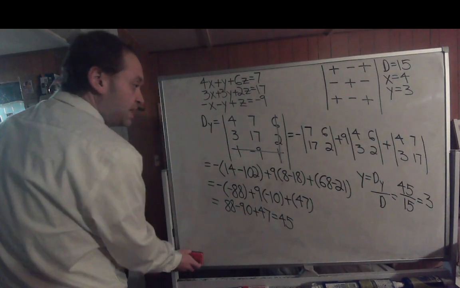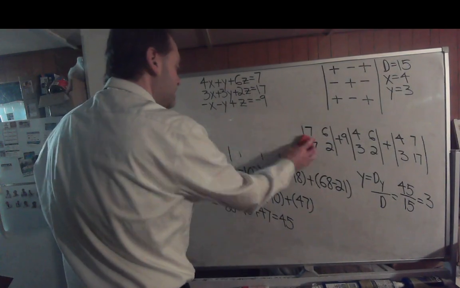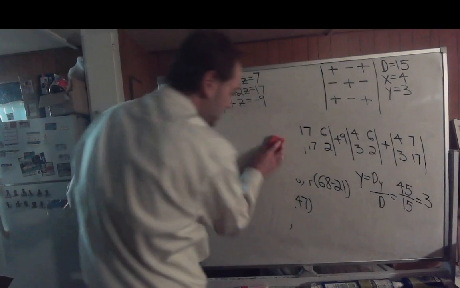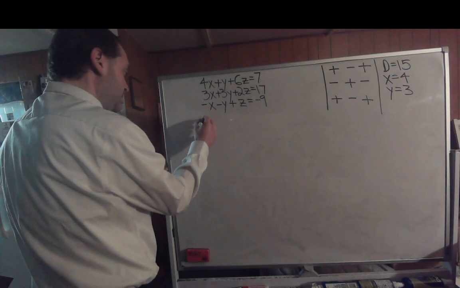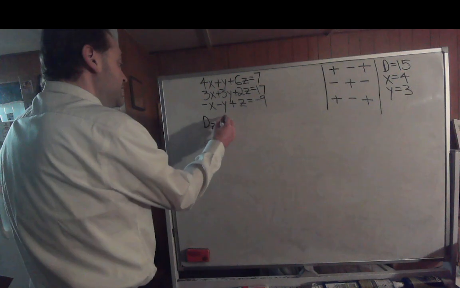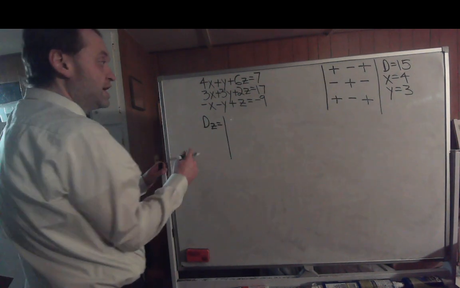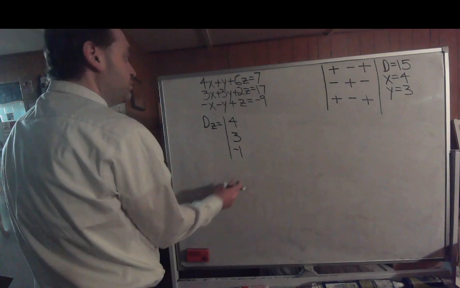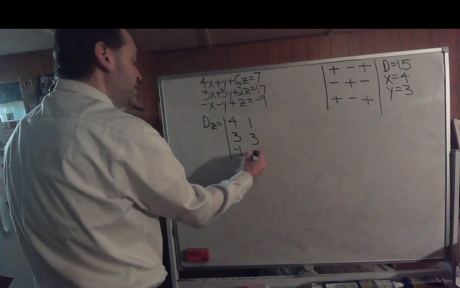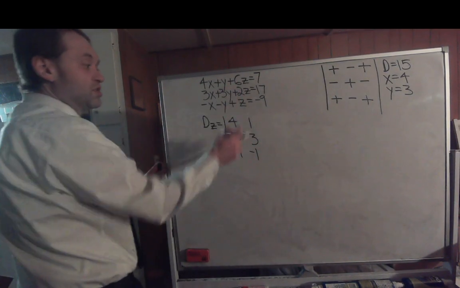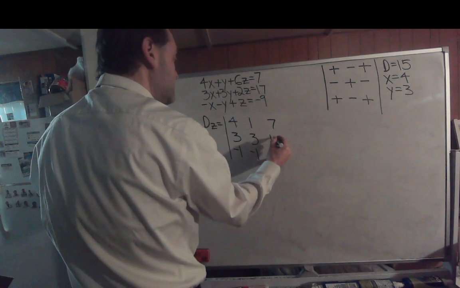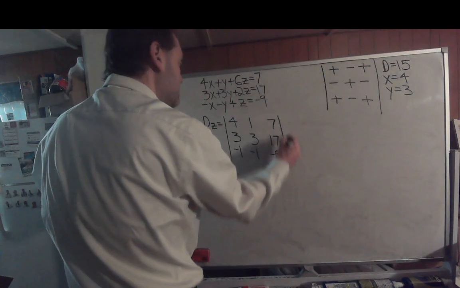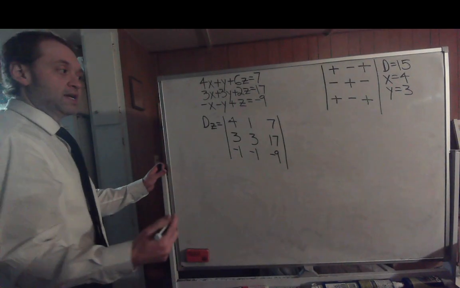Alright, so we know x and y. Now let's solve for d sub z. Now to solve for d sub z, you leave your x and y coefficients alone. So your x coefficients were 4, 3, negative 1. Y is 1, 3, negative 1. But your z coefficients are going to be replaced by the 7, 17, and negative 9. So there's your d sub z determinant.